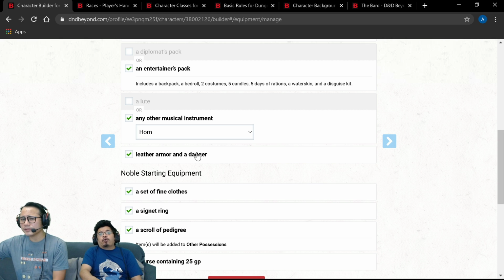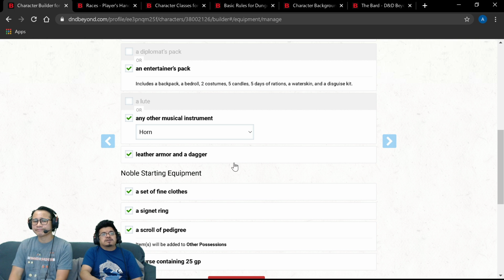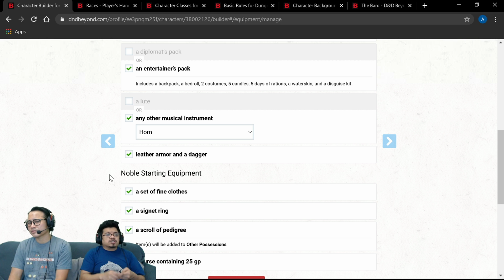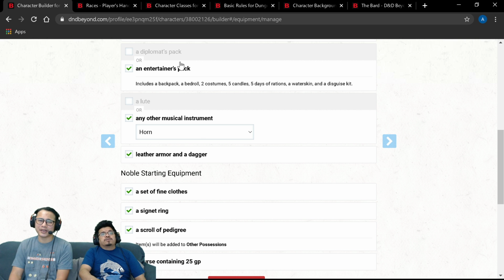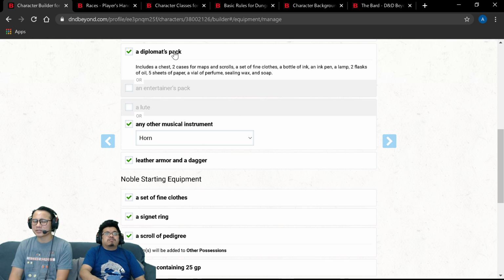We also get leather armor and a dagger, which is nice. And the other reason why I don't care about the Diplomat's pack is that we already have fine clothes, a signet ring, and a scroll of pedigree that just tells us we are royalty. Yeah, you already look pretty nice. So we don't need that, it's a bit redundant. Sealing wax. You could find soap somewhere.